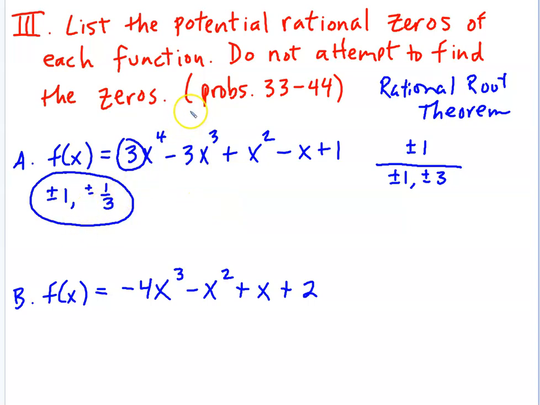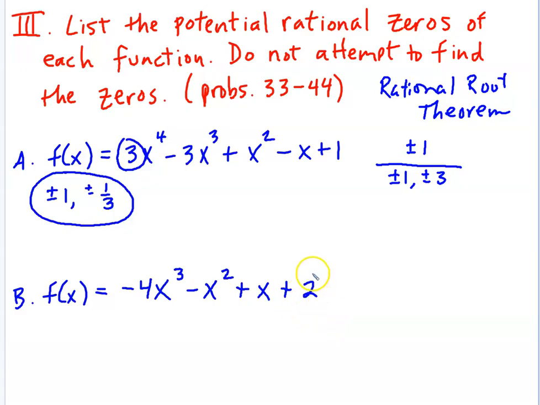Before we even start attempting to find them, we know we're on the lookout. These are the ones that we're actually going to test in a future step. But at least it gives us a starting point of rational numbers that we look for as solutions.